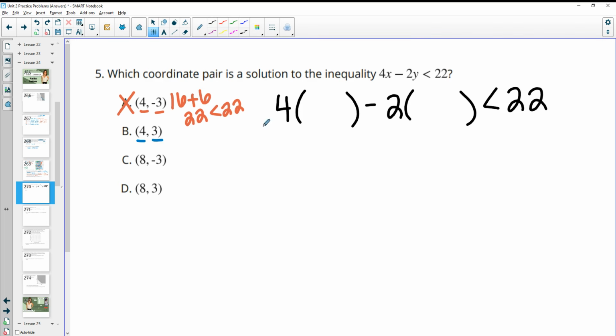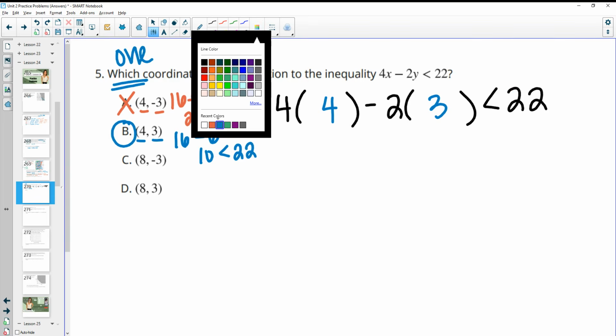We'll plug in 4 and 3. So we get 16, and now -2 times 3 is -6. So that's going to be 10 is less than 22. And that is a true statement. So we know that one works. And it just said which coordinate pair, so we're only picking one answer here.